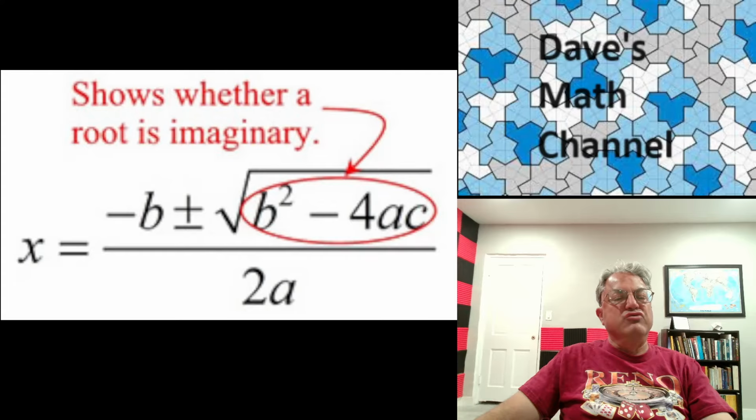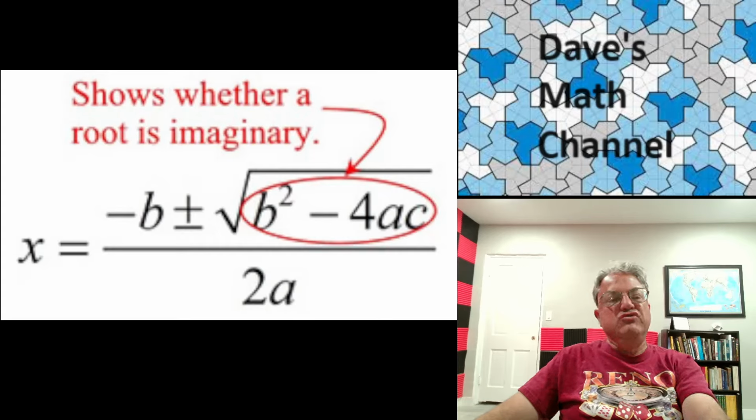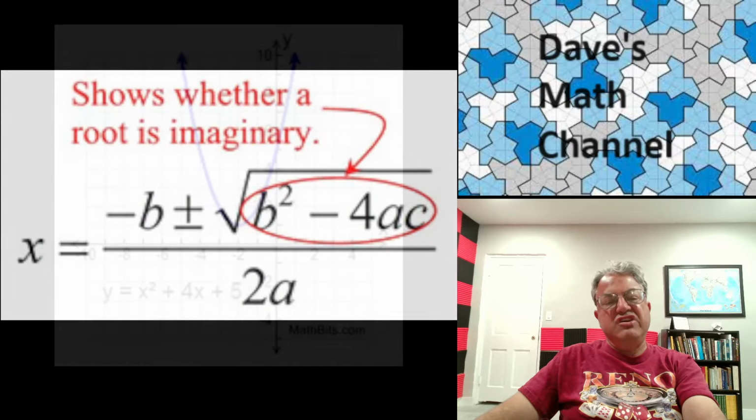Like I said, the key thing here is the discriminant. The discriminant tells you whether the roots are real or imaginary. If the discriminant is negative, then the roots are imaginary. It has two imaginary roots. If the discriminant is positive, it has two real roots, and if the discriminant is 0, it has one repeated real root. But it always has two roots counting multiplicity. So that's a special case.